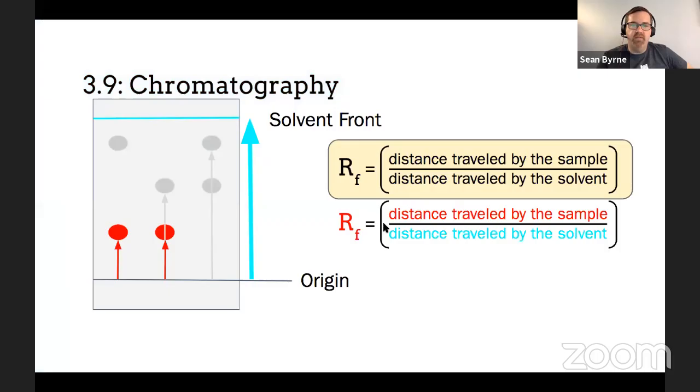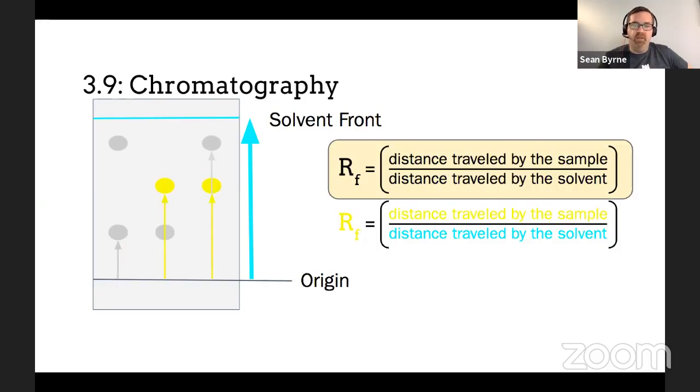Okay, so if we wanted to find the RF factor for the red pigments, it's the distance traveled by the red sample divided by the distance traveled by the solvent, right? And we could calculate this for both of these samples, and if the numbers were within an acceptable margin of error, then we'd say that's further evidence that those dyes are the same, or that those samples are the same.